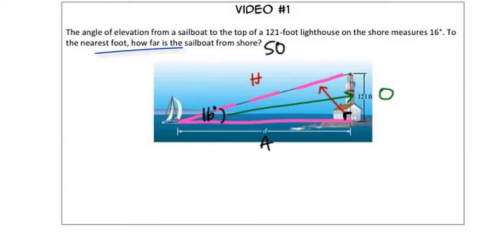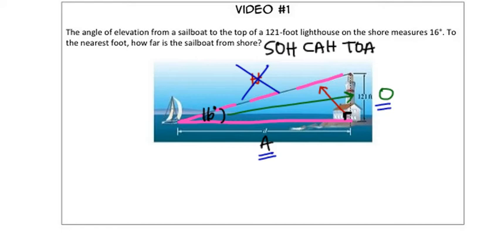Now let's bring SOHCAHTOA back to figure out which trig function we should use to solve this problem. Now we are given the opposite side at 121 feet. We are looking for the distance away from the shore. We are not looking for, and we're not given, the hypotenuse. So we can eliminate two of the trig functions based on this information alone.